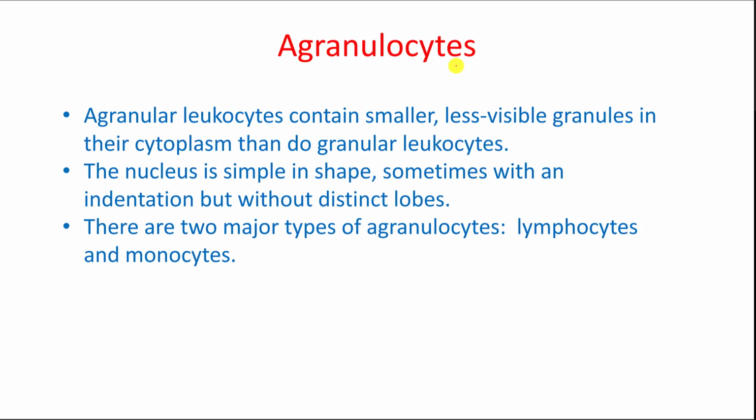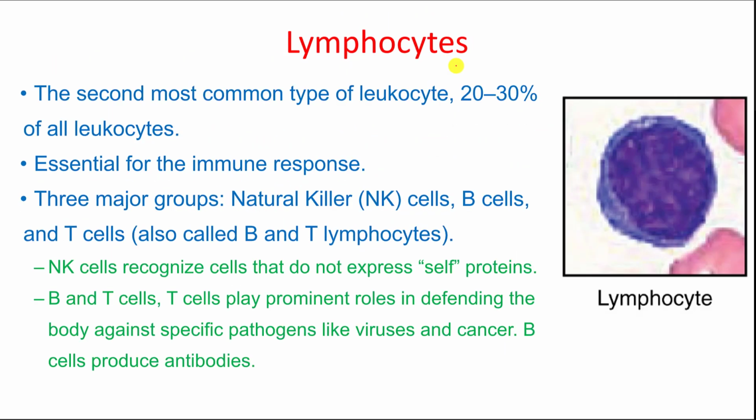Now for the agranulocytes, we have the two types. We have the lymphocytes and we have the monocytes. The lymphocytes are the second most abundant group, 20 to 30% of the total number of leukocytes in our blood. And those cells are responsible for the adaptive immune responses.